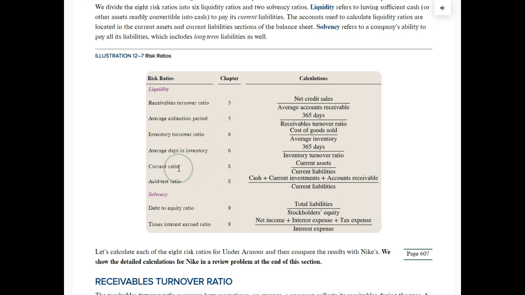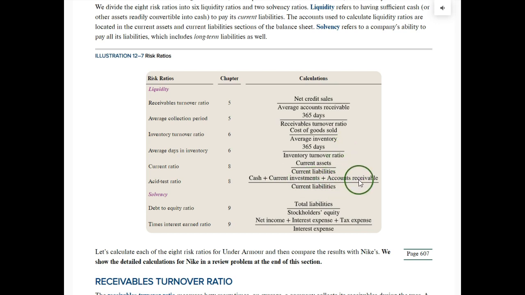The current ratio, you're trying to look and see if you have enough current assets to pay your current liabilities. So here's the formula. The asset test ratio, you're looking at your very liquid assets like cash and current investments and accounts receivable. How much of this do you have compared to your current liabilities?